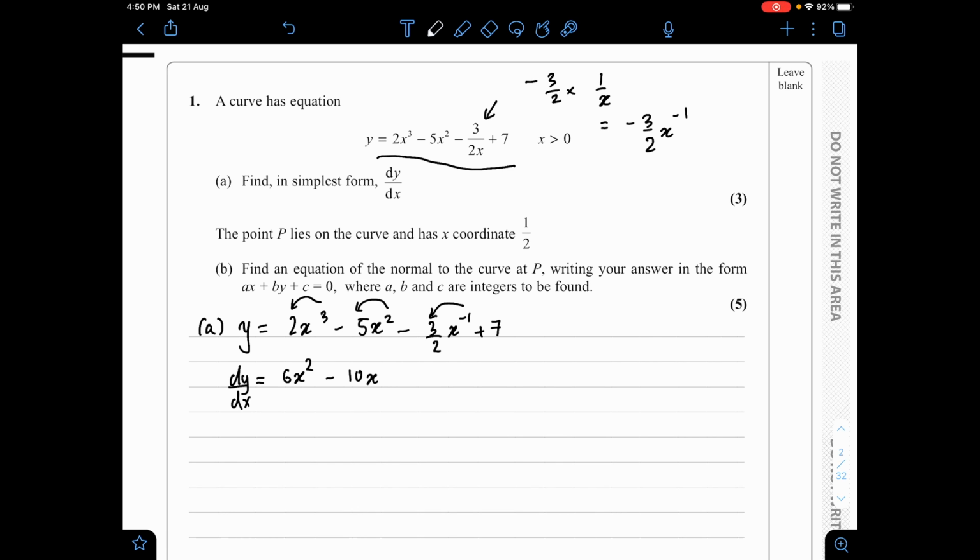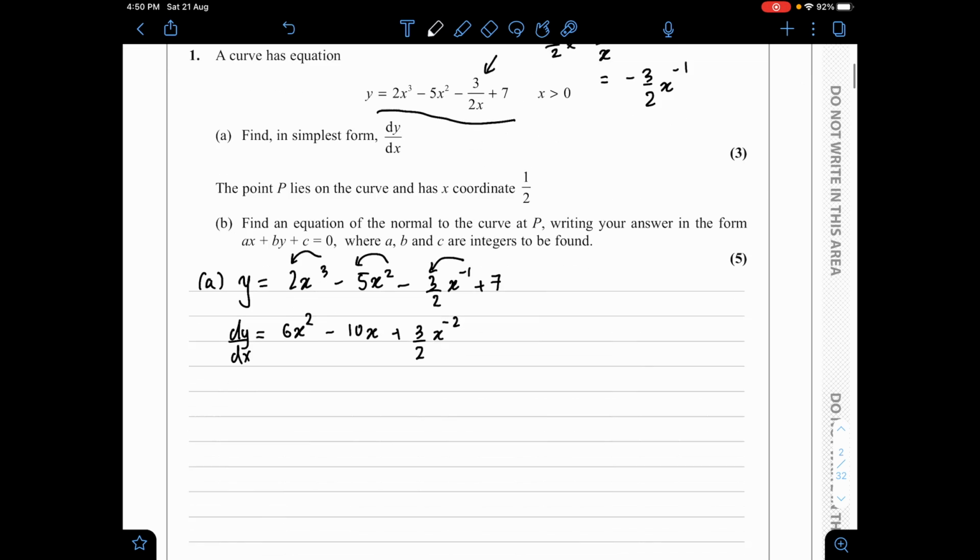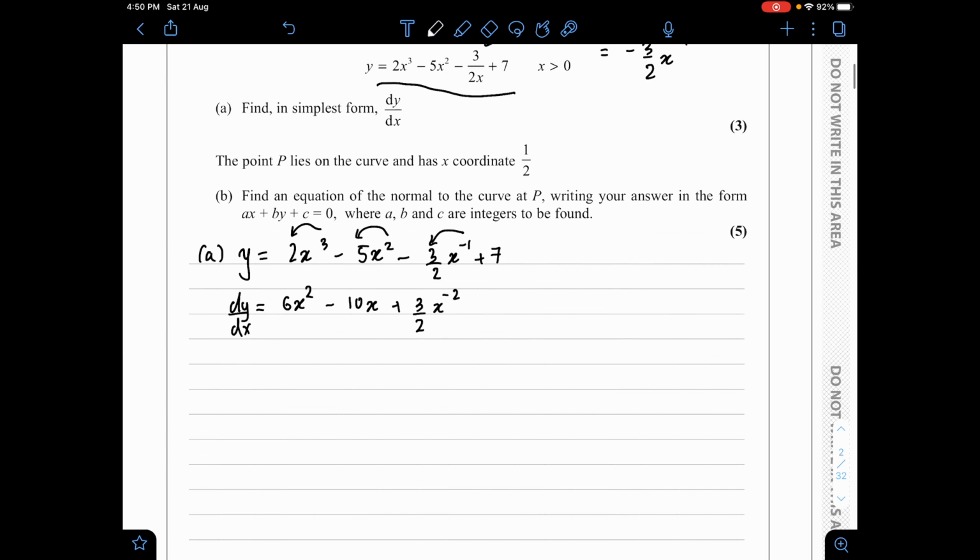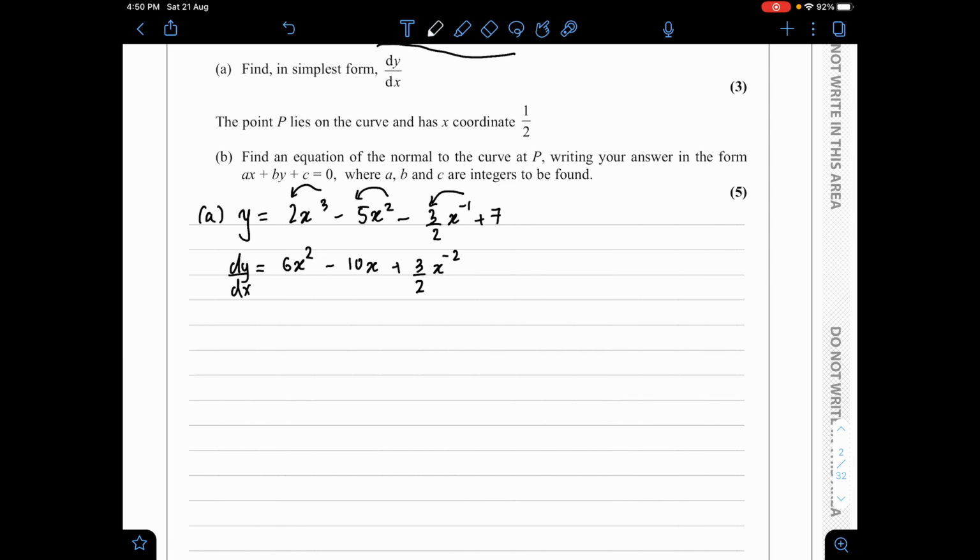So you'll get plus 3 over 2 x to the power of negative 2, because minus 1 take away 1 is minus 2. And the 7 we can't differentiate because it's a constant, it does not have x, so that's our final answer. Okay, so part B says the point P, so this is the answer.